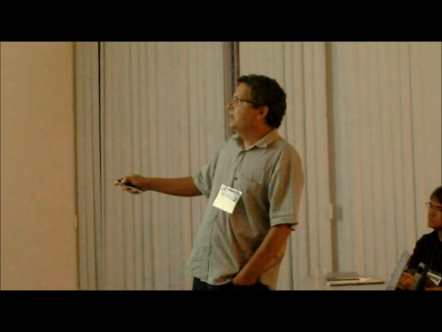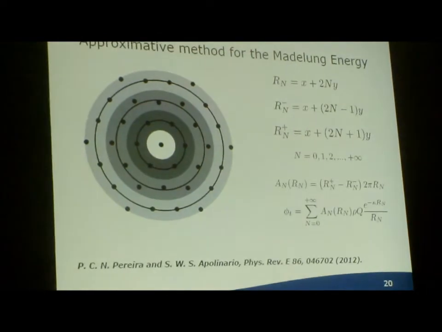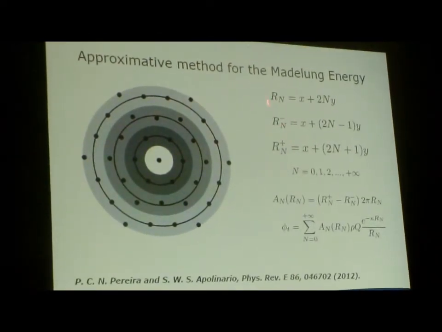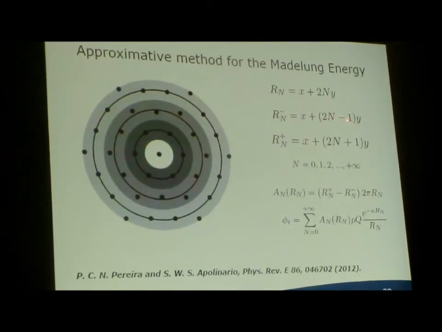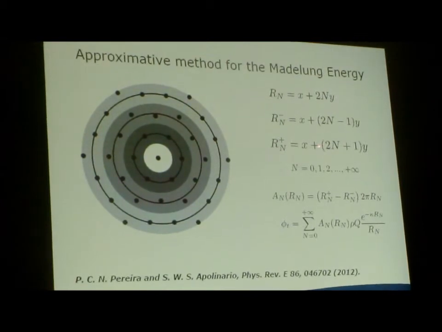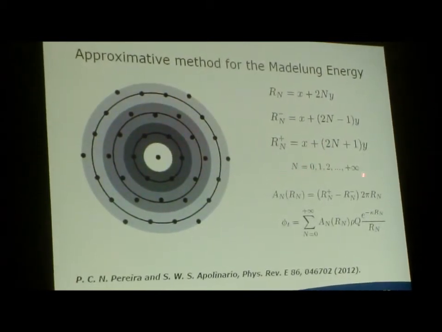So then I have several annuli. I have the Rn, the n-th ring. This ring is x plus 2ny, where y is half of the distance of one annulus. For example, if I have here the n-th annulus, it has radius x plus 2 times (n minus 1) y. So I can enumerate all of them.